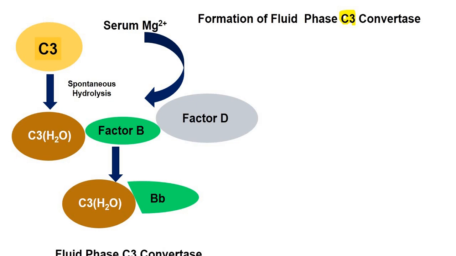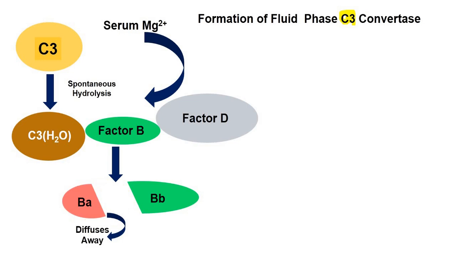Someone asks you in examination how fluid phase C3 convertase is formed. These are your steps. You have C3 undergoing spontaneous hydrolysis. Spontaneous hydrolysis of C3 gives rise to C3H2O. In the presence of magnesium ion, C3H2O docks with factor B. Factor B is acted upon by factor D. This factor D breaks factor B into two unequal fragments.